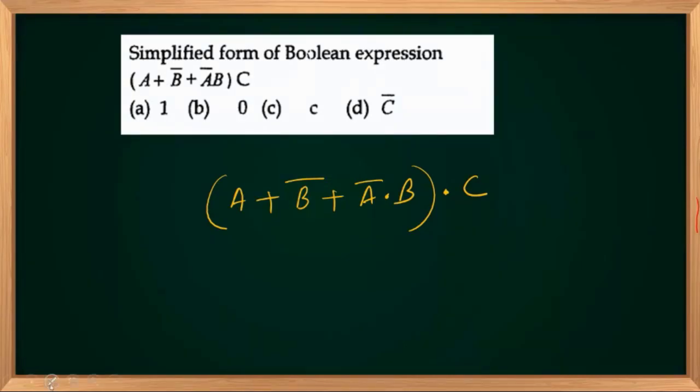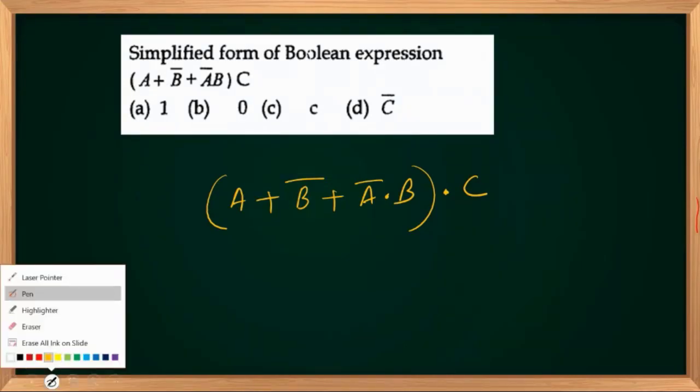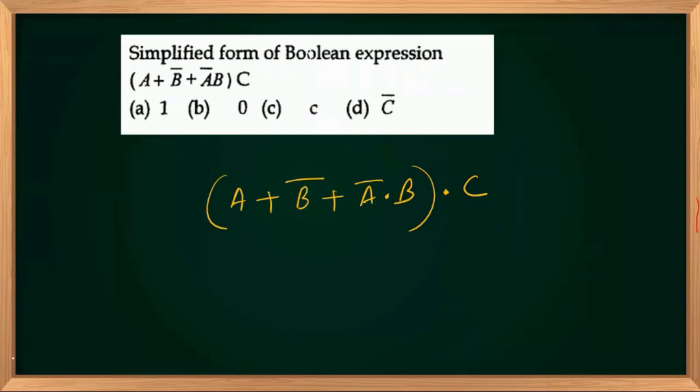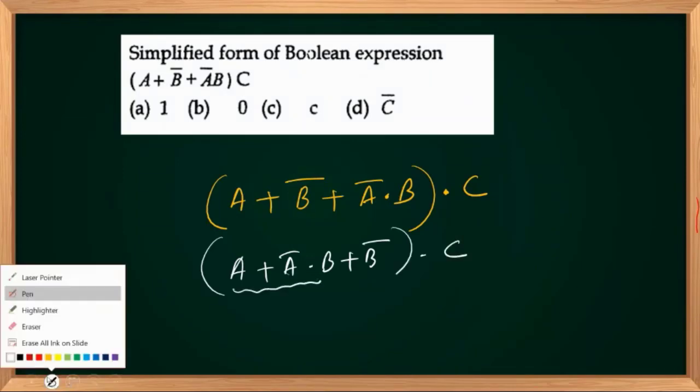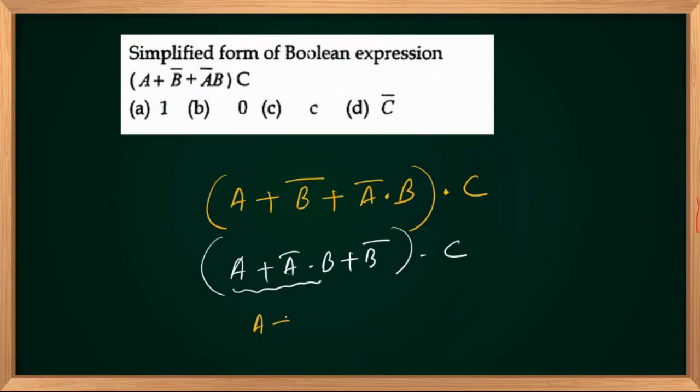Right. The problem is very simple. The theorems that we have learned in the last class are more than enough to solve this quickly. I'm writing A plus A bar dot B, plus B complement dot C. What is A plus A bar B? What did I learn about A plus A bar B? A plus A bar B is nothing but A plus B. So we get A plus B complement dot C.